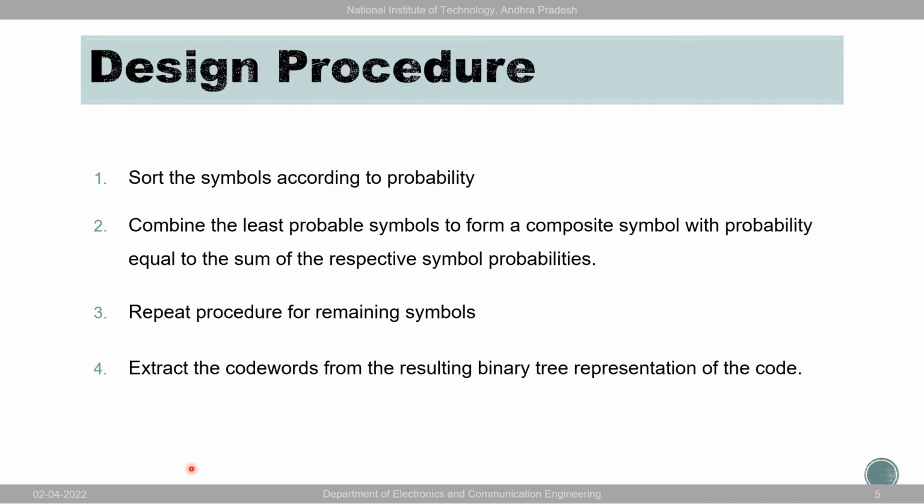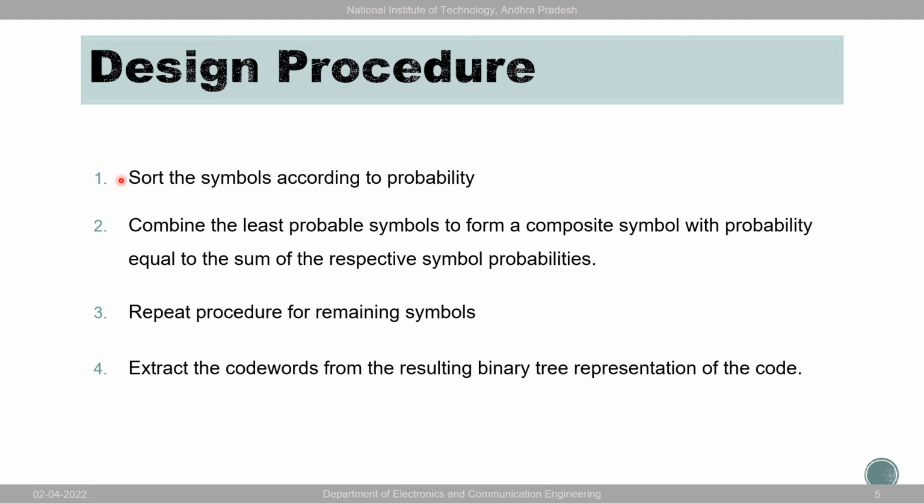So coming to its procedure, the steps are as follows. We sort the symbols according to their probabilities. Then we take the least probable symbols. We combine them to form a composite symbol which is going to have a probability of the sum of the respective symbol probabilities. So with this step, we'll reduce the size of the alphabet by 1. So we repeat these two steps for the remaining symbols.